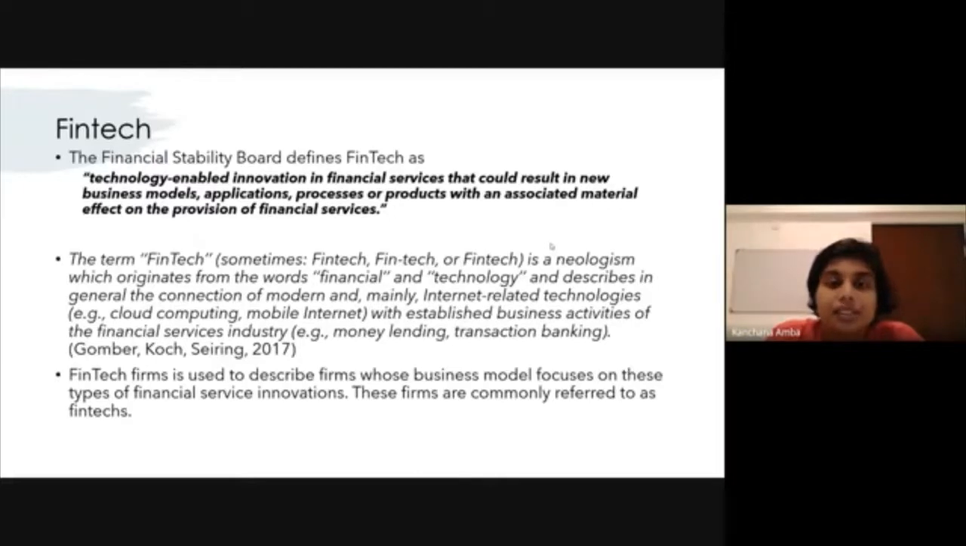So then there's the academic definition, I got it from a paper. It says the term fintech is a neologism which originates from the words financial and technology and describes in general the connection of modern and mainly internet-related technologies, such as cloud computing and mobile internet, with established business activities of the financial services industry, for example, money lending, transaction banking. Now, this touches on what I explained in the first definition, right? So the technology is generally internet-related technologies, right?